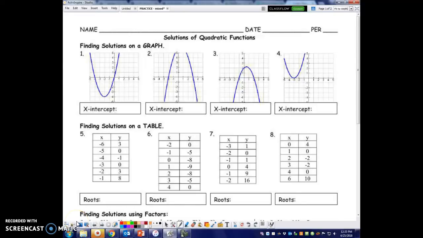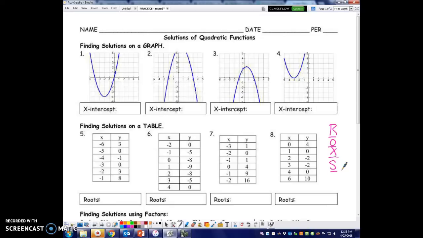Alright guys, so today we're going to be looking at solving quadratic equations. It's important for you to remember this. R-O-X-S: roots, zeros, x-intercepts, and solutions. They're all the same thing.